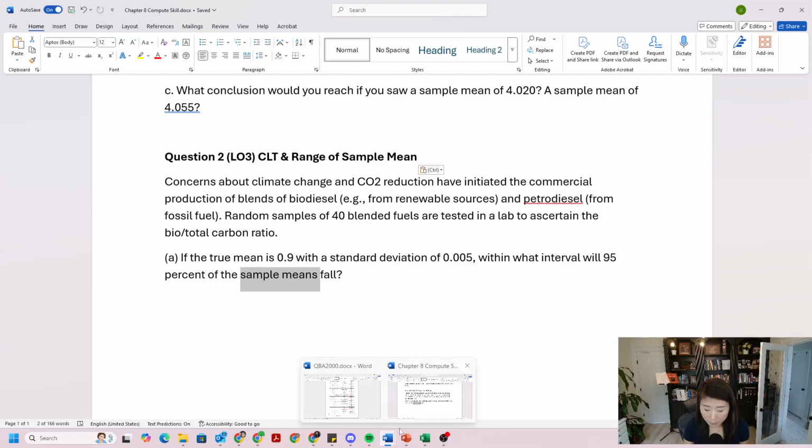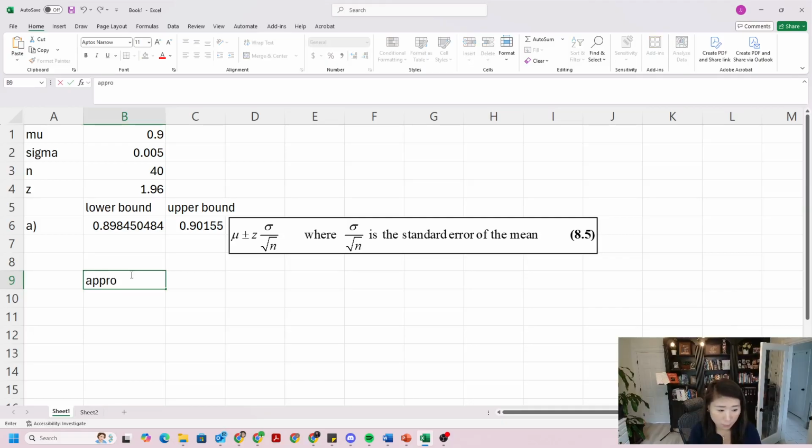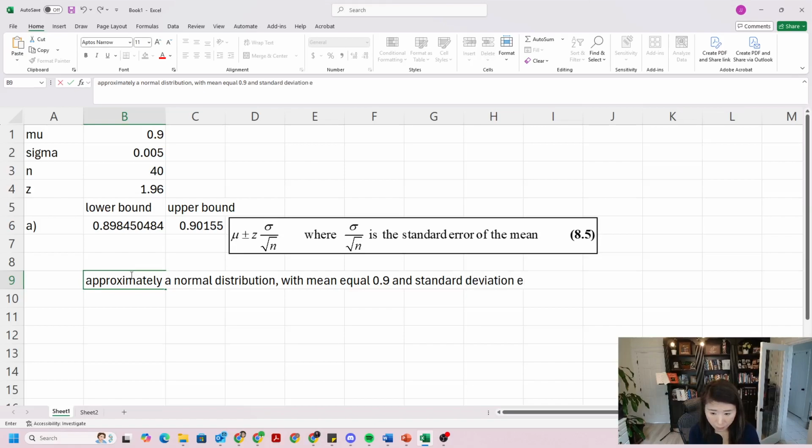So if I ask what distribution this sample mean will follow, besides the interval we already obtained, the sample mean will follow approximately a normal distribution, because the sample size is larger than 30, regardless of what your original population looks like, with mean equal to 0.9 and standard deviation equal to sigma divided by the square root of 40. The reason we have this conclusion is the central limit theorem.